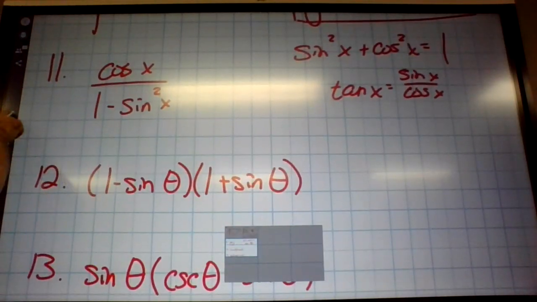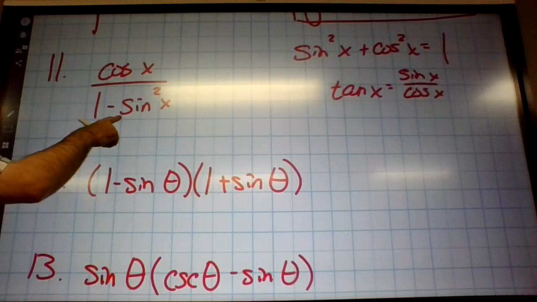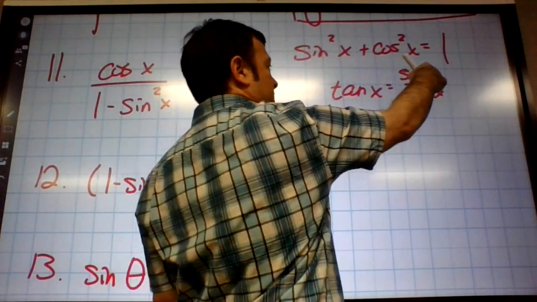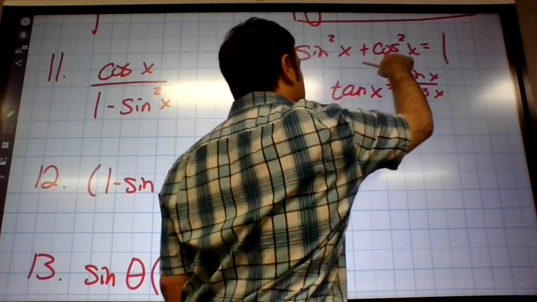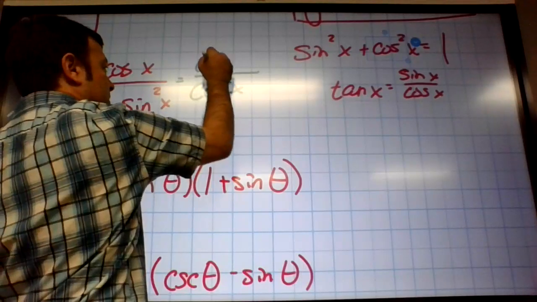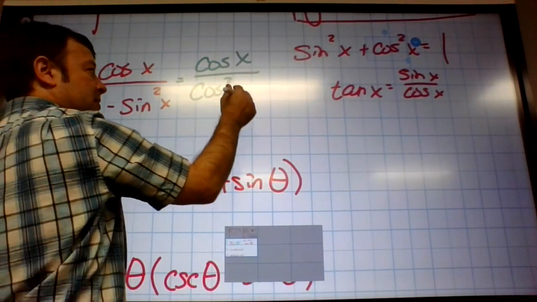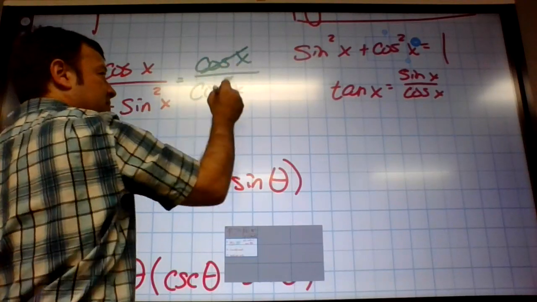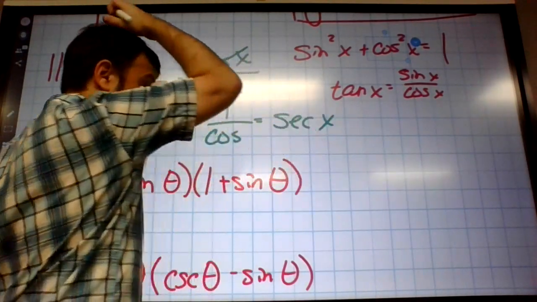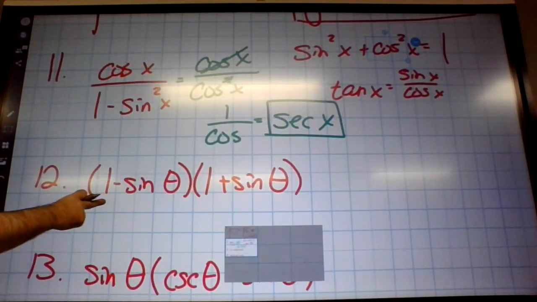You guys ready? We need to hurry a little bit. What's 1 minus sine squared turn into? If you subtract sine squared, 1 minus sine squared equals cosine squared. Okay, cosine divided by cosine squared. Right, one of the cosines cancels out. So it's 1 over cosine, which equals secant. Okay, 12.